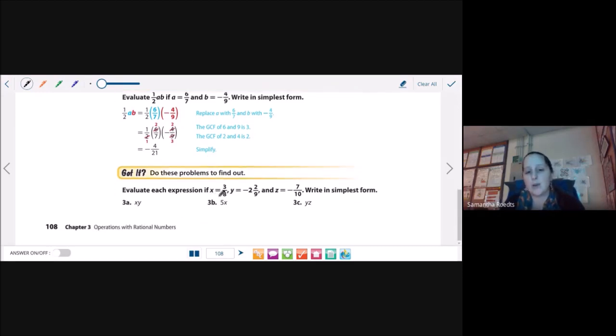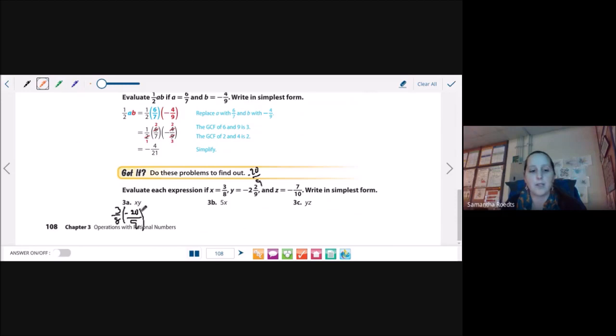X times Y, so I have 3/8 and -2 and 2/9. So -2 and 2/9, so this is 18, this becomes -20 over 9, just so we have it. Okay, so for X times Y, I have 3/8 times -20 over 9.